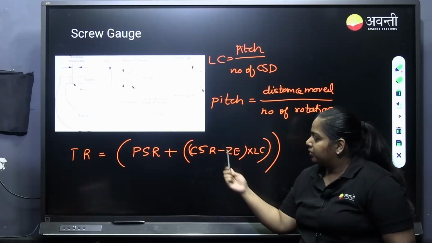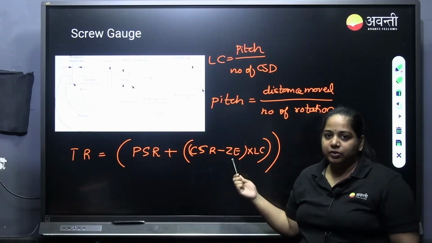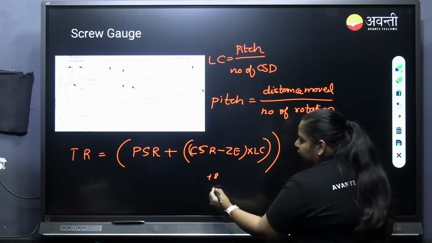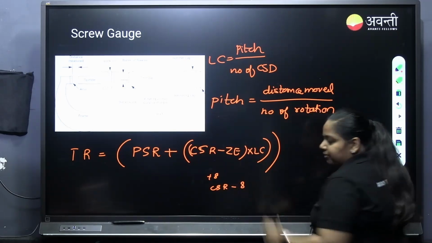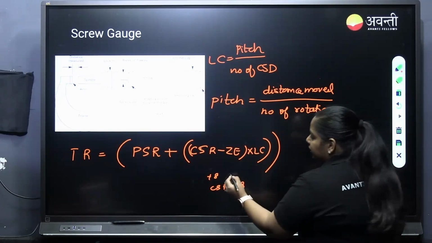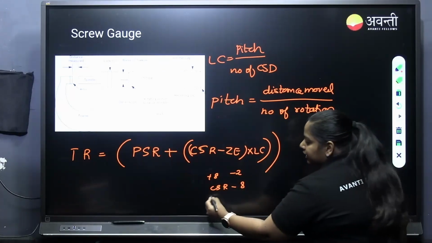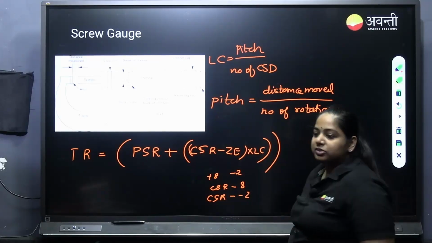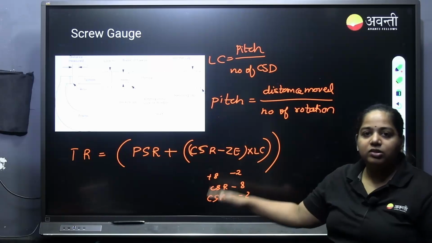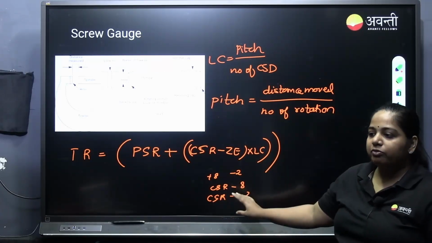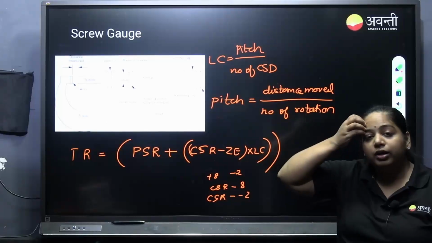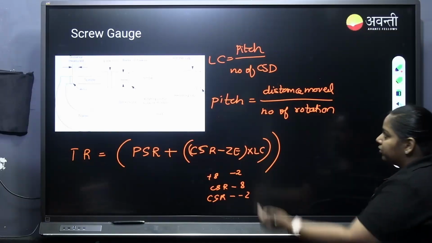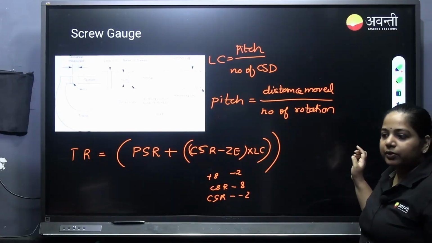Just write this formula only, circular scale reading minus 0 error. If it is positive 0 error, let's say plus 8, if I substitute that, it will be CSR minus 8. And if it is a negative 0 error like minus 2, if I substitute it here, it will be CSR minus minus 2, that will be CSR plus 2. That's how we decide adding or subtracting 0 error. Don't get confused by this. You only have to find whether the 0 error is positive or negative. So can I erase these things? We will go to the 0 error now.